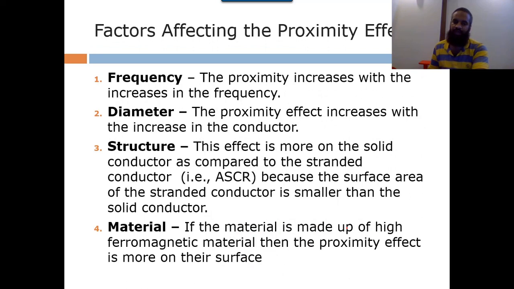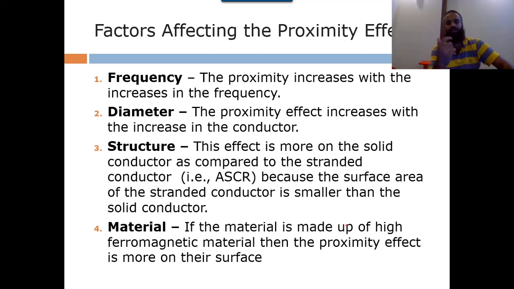So the proximity effect is also dependent on frequency, because when the frequency increases, this effect also increases. Similarly, it also depends on the diameter. With the increase in the diameter, the proximity effect also increases. Similarly, regarding the structure of the conductor, in a solid conductor the proximity effect is greater. But if we have multiple strands of conductor, then the proximity effect can be reduced.